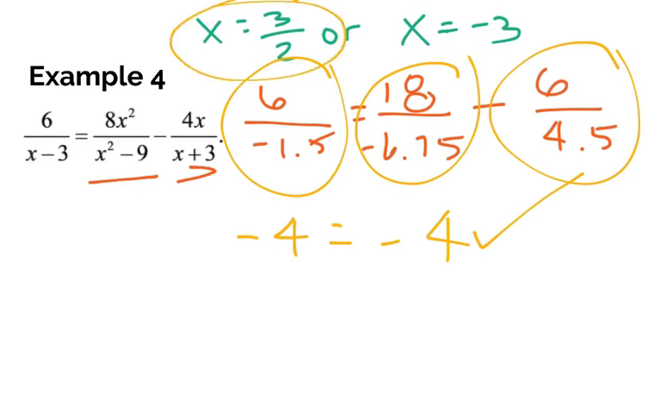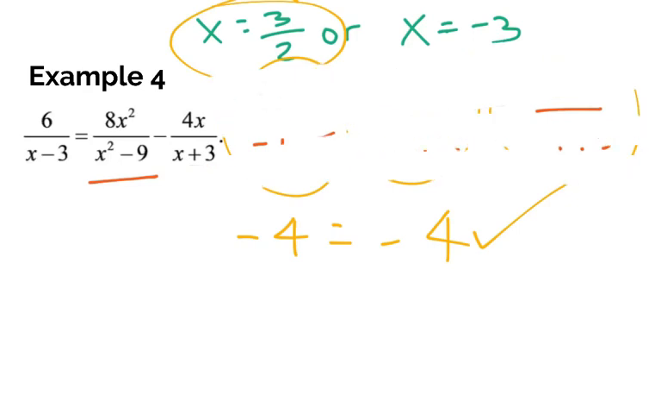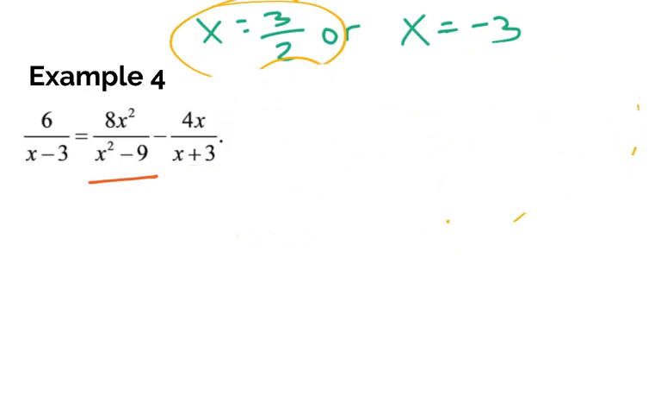Let's check negative 3, and I do want you to watch carefully to this one because something weird will happen. So when x is negative 3, then that first fraction would be 6 over negative 3 minus 3 is negative 6, and 6 divided by negative 6 is just, not 1, negative 1. So negative 1 equals 8x squared, so 8 times negative 3 squared, which is 9. 8 times 9 is 72 over, and then negative 3 squared, again, that's 9. 9 minus 9 is 0.